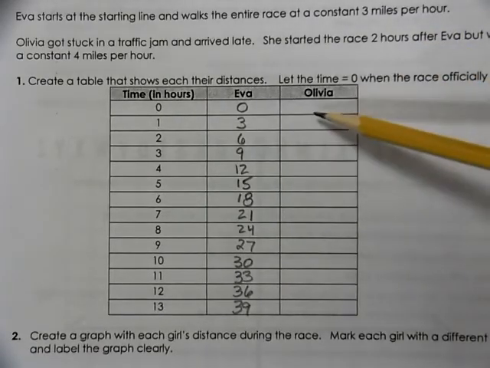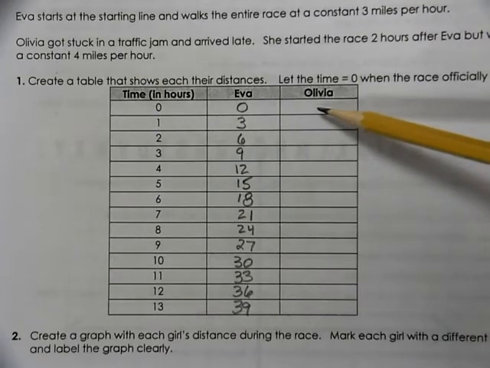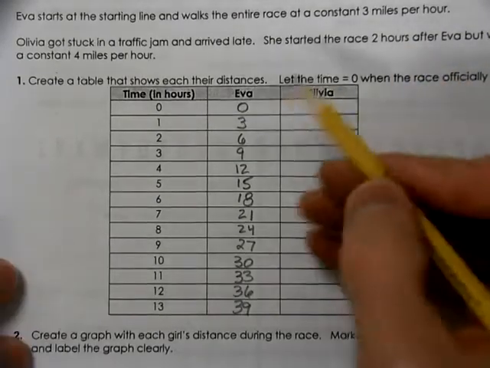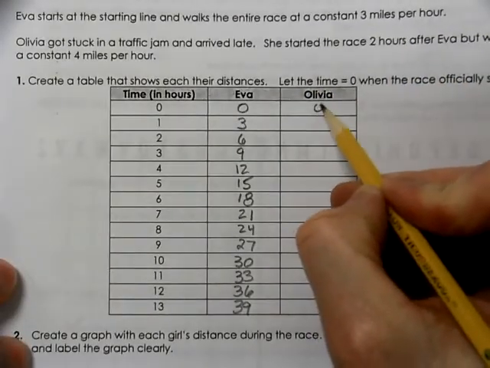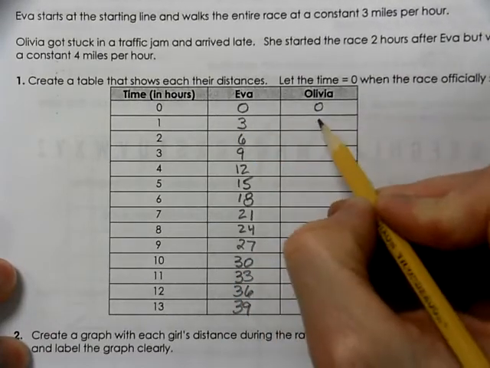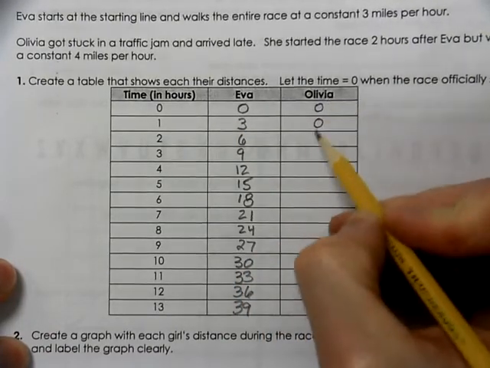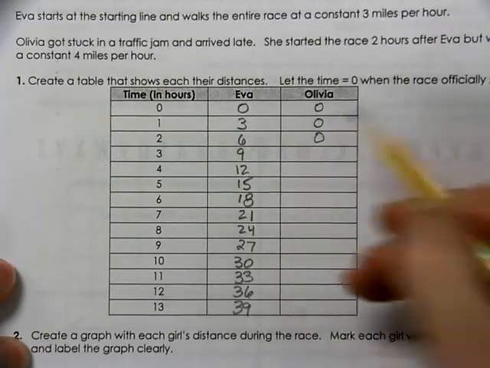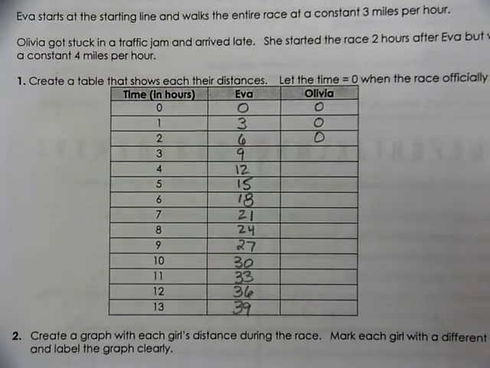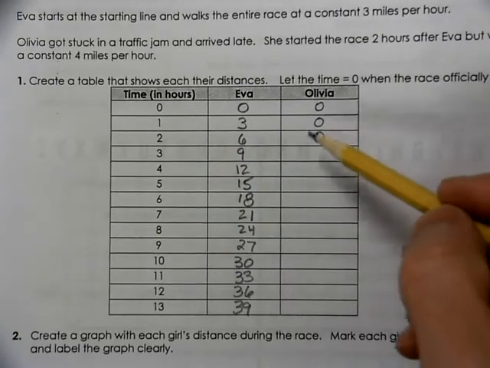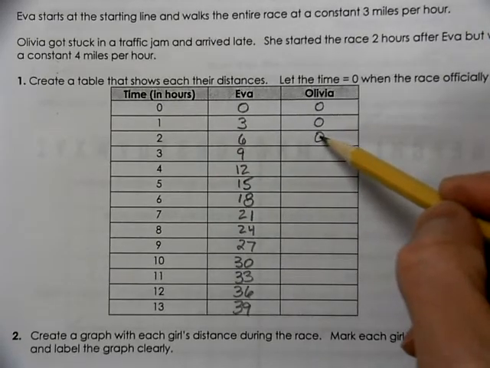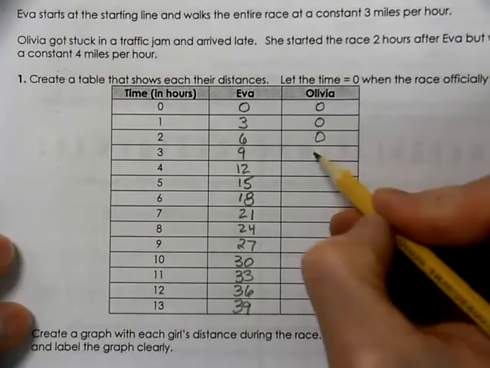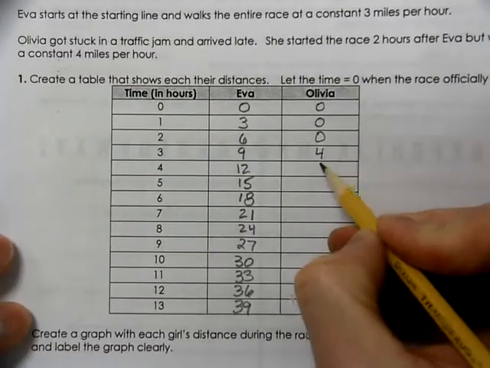Okay, Olivia, she started late. She started 2 hours late. So at 0 hours, she had gone no amount. At 1 hour, she had gone no amount. And at 2 hours, she had gone no amount. So that's when she started. So 1 hour later, she had traveled 4 miles an hour.